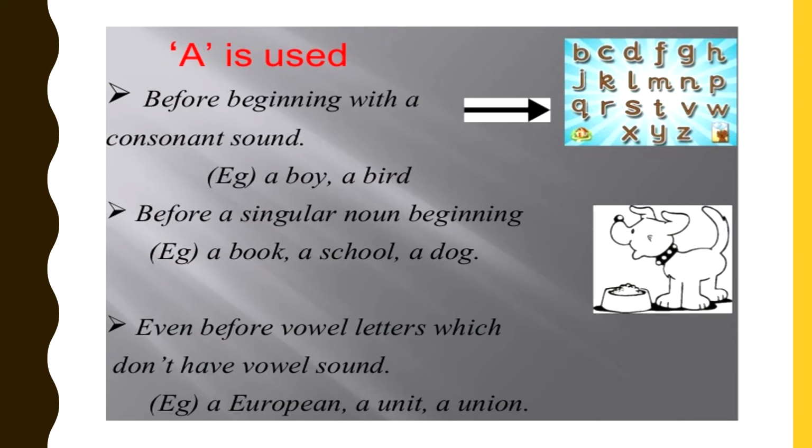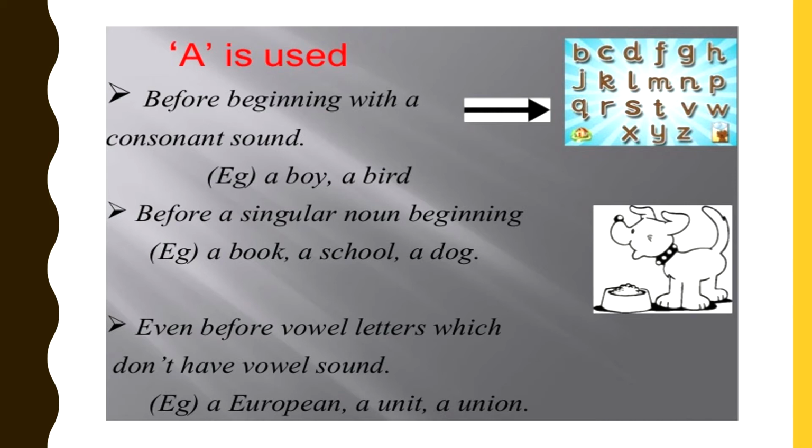In the same way, we have the next word, union. Here also, if you check the spelling, it is U-N-I-O-N. The spelling has a vowel as the first letter, but the sound of union is again a consonant U sound, and that is why we are using article a here.